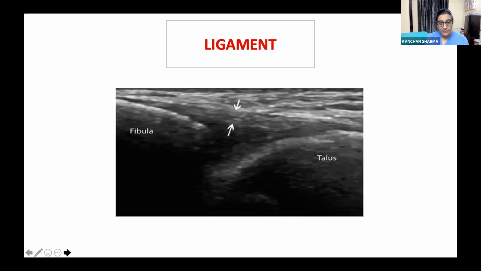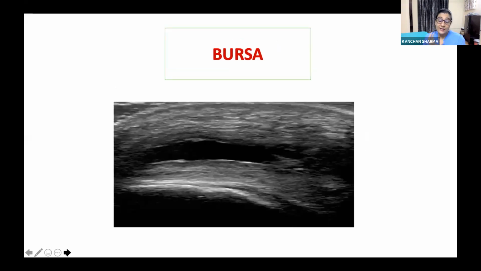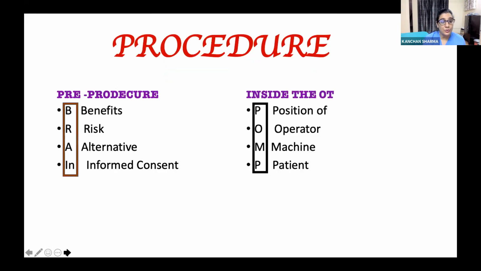Ligament, always remember that a ligament runs from one bone to another bone. So if you are able to see a hyperechoic fibrillar structure between the two bones, most of the time it is going to be a ligament, right? Okay. Bursa, until they are enlarged, you will not be able to see them with ultrasound. Only if you have fluid inside them will you be able to see them.